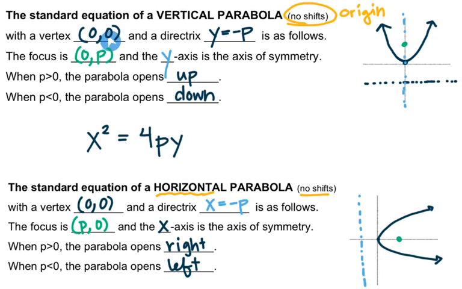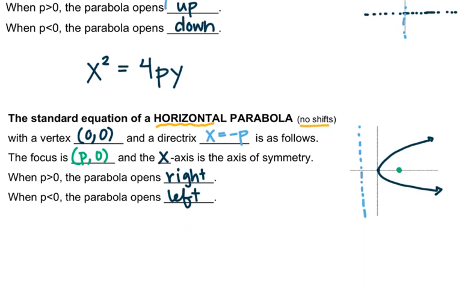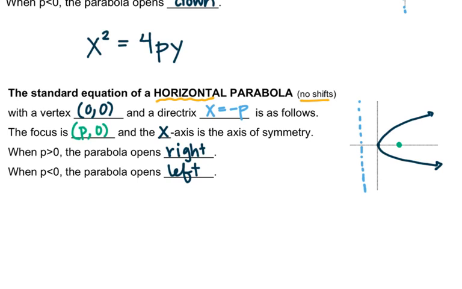So you see a lot of connections here, 0, 0. Instead of 0, p, we have p, 0. y equals negative p, x equals negative p. And then positive is up or to the right, negative is down or to the left for that p-value. And our form looks very, very similar here. It's y squared equals 4px.